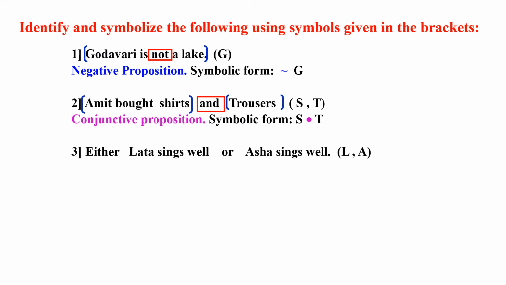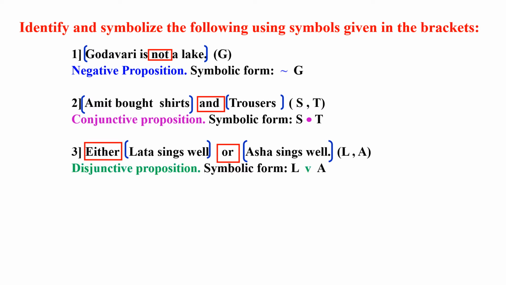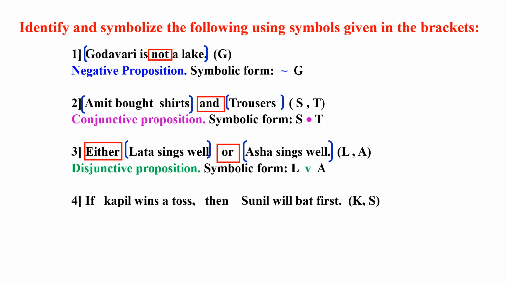Now we come to the third. Either Lata sings well or Asha sings well. So Lata sings well is the first component, that is disjunct, where L is used, and Asha sings well where A is given, and either or is the connective. The first disjunct is Lata sings well and the second disjunct is Asha sings well. And this proposition is a disjunctive proposition. Symbolic form will be L wedge A.